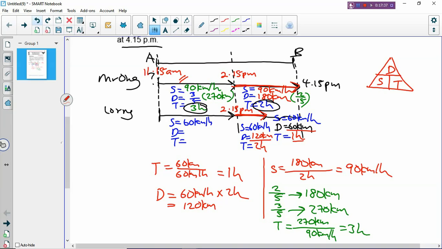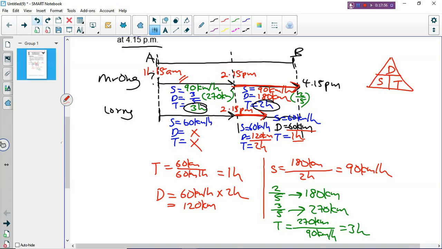Like for example, there's a blank here. So do I need to know the distance traveled by the lorry? Well, I don't need to know, right? We don't have to waste time to find what's the number there. We don't have to know what time or how long the lorry traveled before Mr. Ong caught up with the lorry. So we don't have to find that. So all the blanks, you can just ignore them, just cross it.